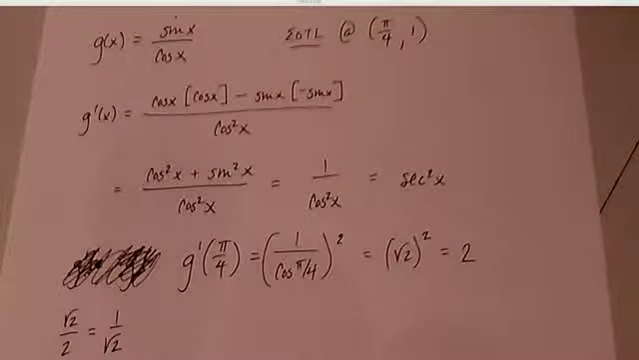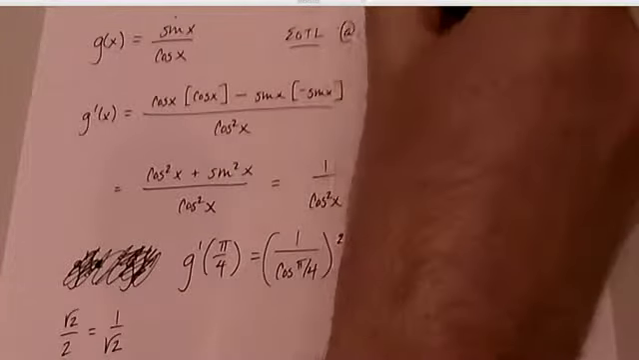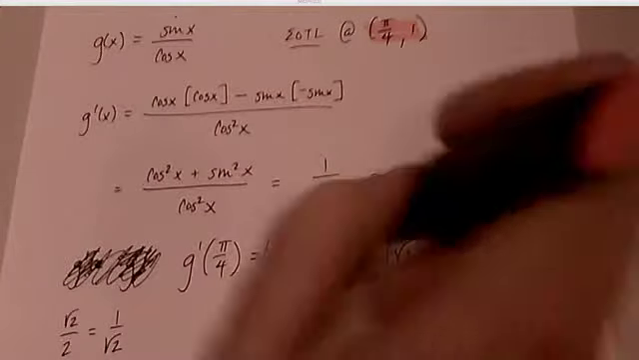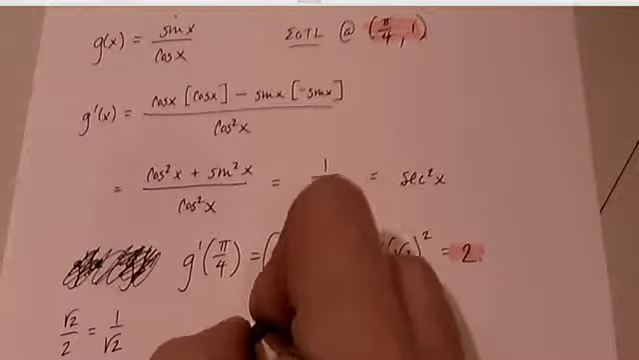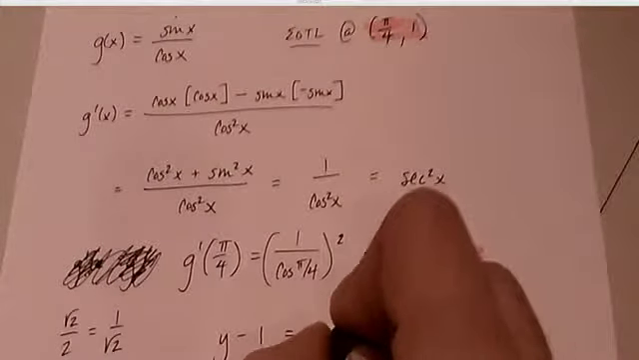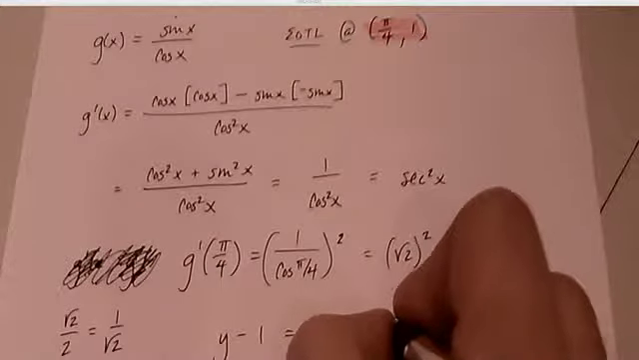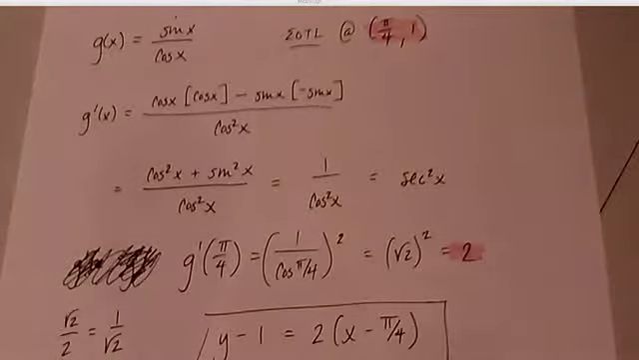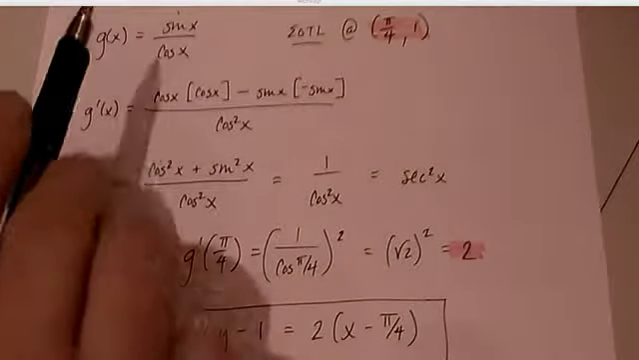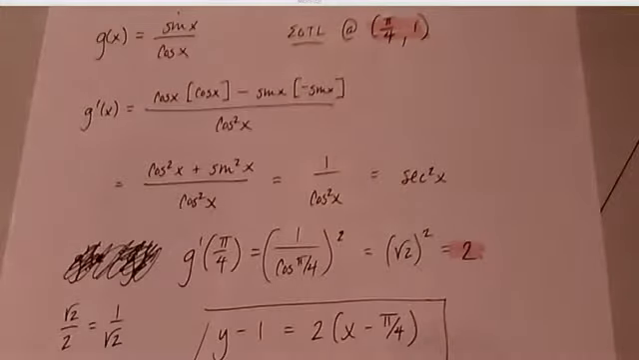So I have my point, I have my slope, and therefore I can do y minus y1 is equal to m times x minus x1. And that, my friends, is the equation of the tangent line of this function at this point. Okay? Now, let's go ahead and move on to another example. This one is quotient rule as well.